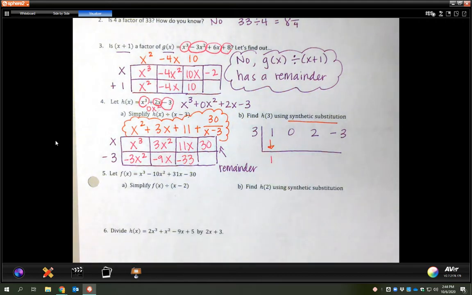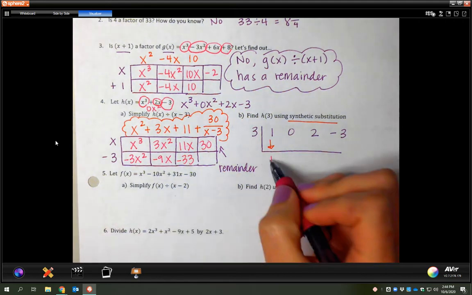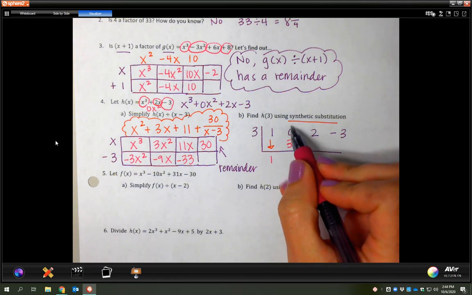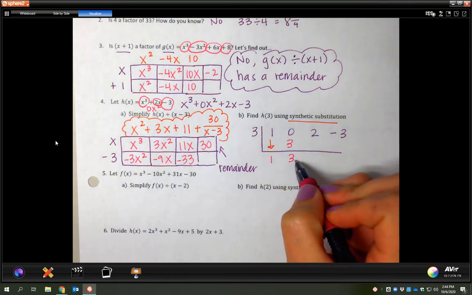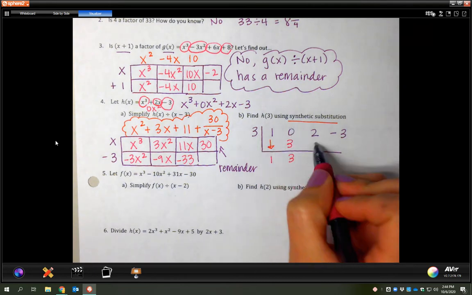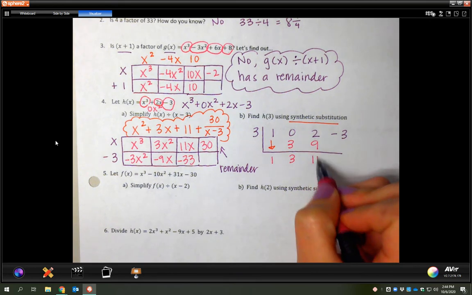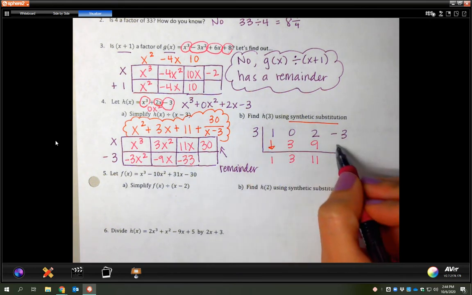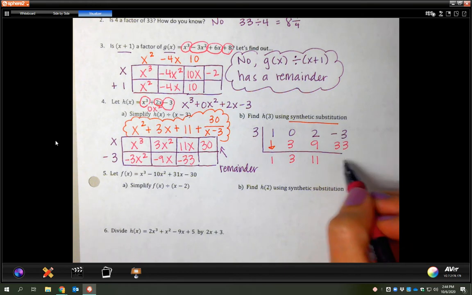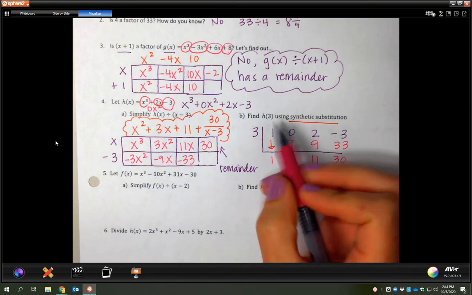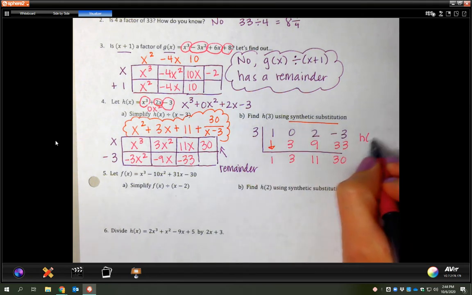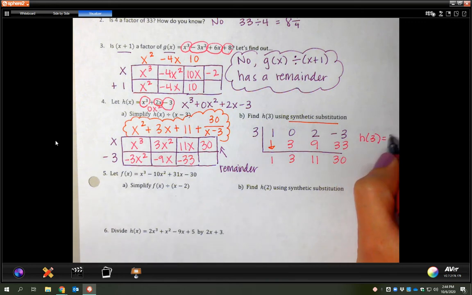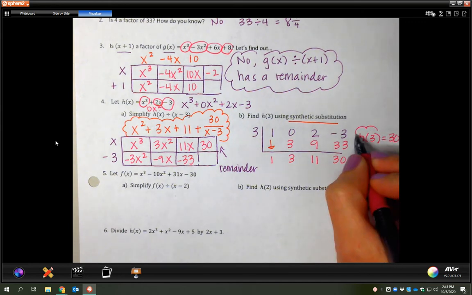and then you multiply to the number on the outside, the 3. So 1 times 3, 3. And then you add 0 plus 3, 3. Multiply. Add. Multiply. Add. So h of 3 is 30, because that's the number we just got at the end.